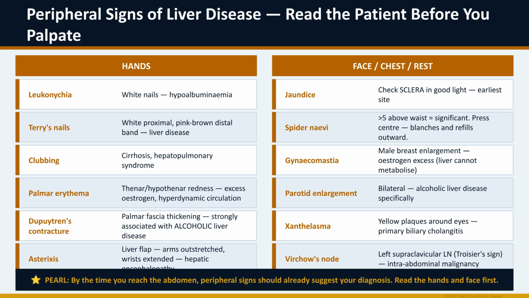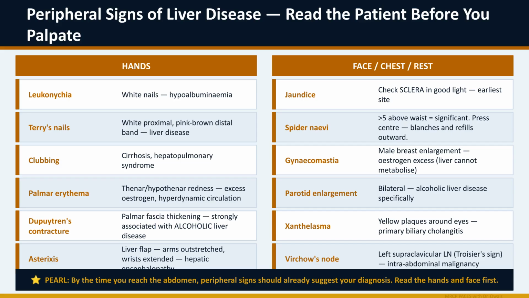Dupuytren's contracture, thickening of the palmar fascia, strongly associated with alcoholic liver disease. Palmar erythema, redness of the thenar and hypothenar eminences, a sign of chronic liver disease, caused by hyperdynamic circulation from excess estrogen not metabolized by the failing liver. Asterixis: ask the patient to hold both arms outstretched with wrists extended. A flapping tremor, liver flap, suggests hepatic encephalopathy from liver failure.